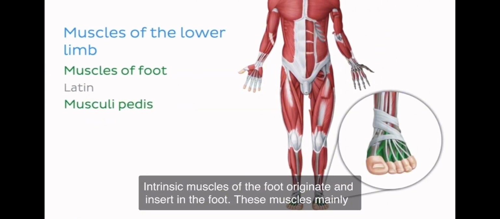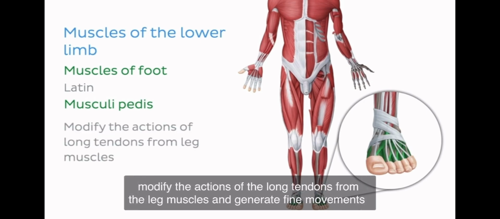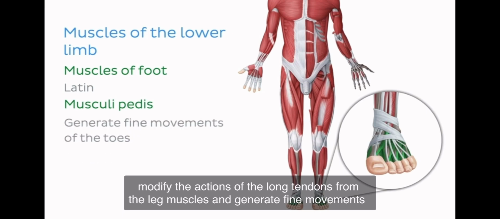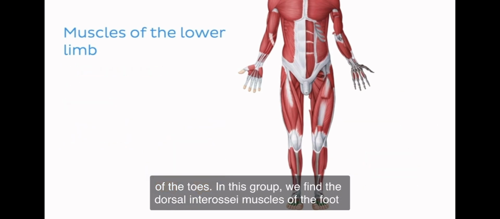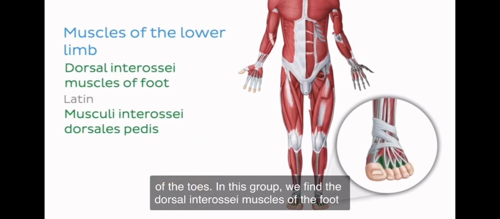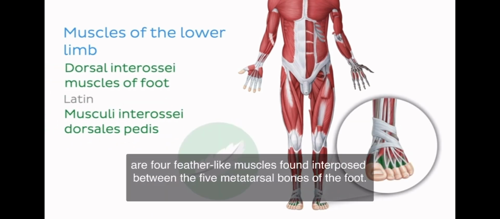Intrinsic muscles of the foot originate and insert in the foot. These muscles mainly modify the actions of the long tendons from the leg muscles and generate fine movements of the toes. In this group, we find the dorsal interossei muscles of the foot, four feather-like muscles found interposed between the 5 metatarsal bones of the foot.